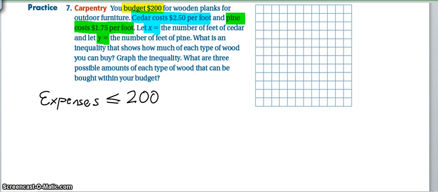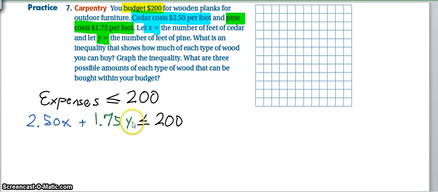So what a budget tells me is that that's the most I can spend. I want my expenses to be less than or equal to that. So my expenses are going to come from cedar, that is $2.50 per foot. So we'll just call that, actually we said we'll use X for that. So then we set up our $1.75 for every foot of pine, and that needs to be less than or equal to 200.